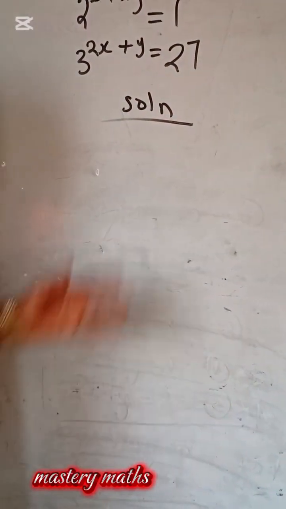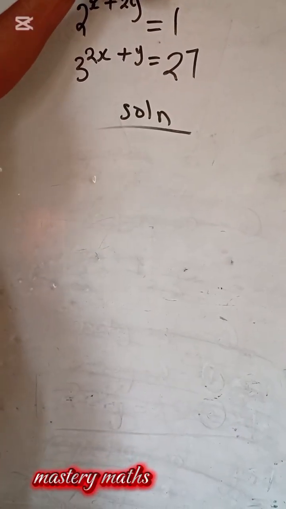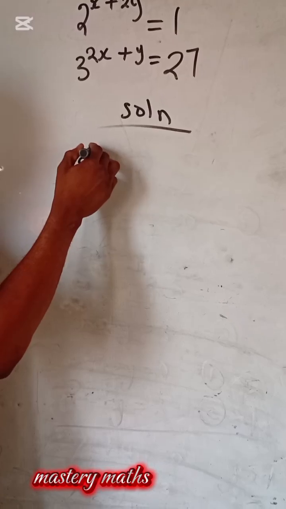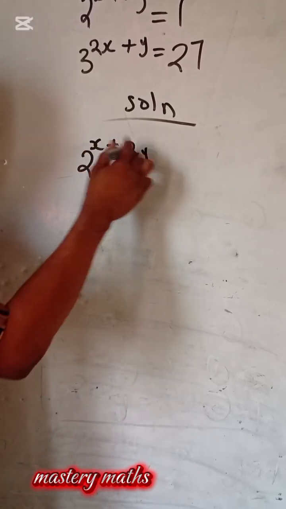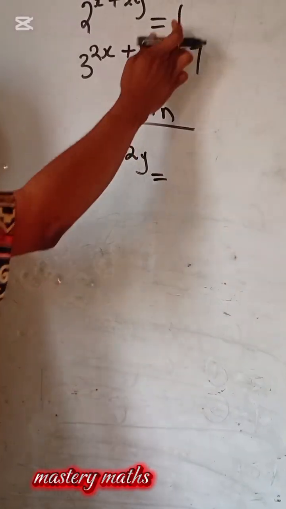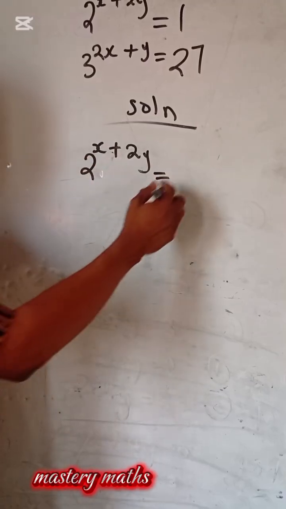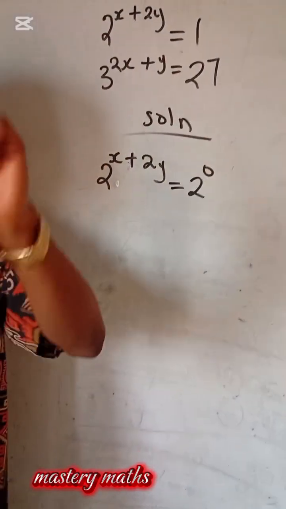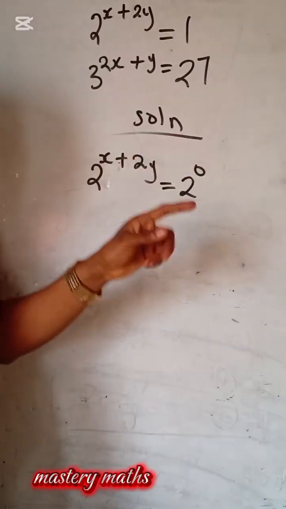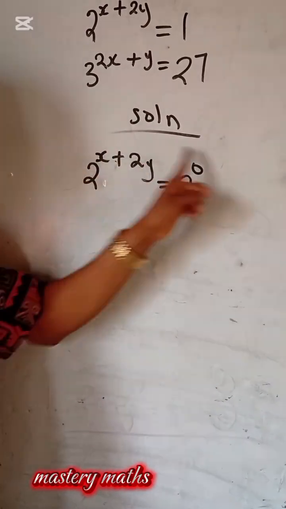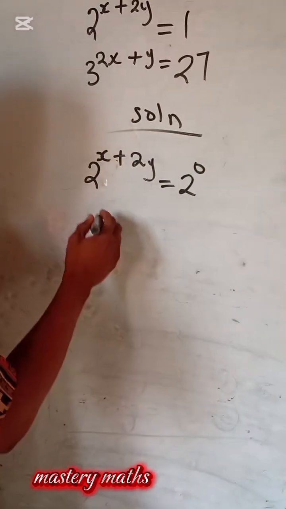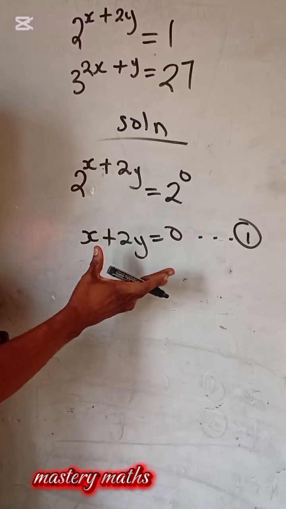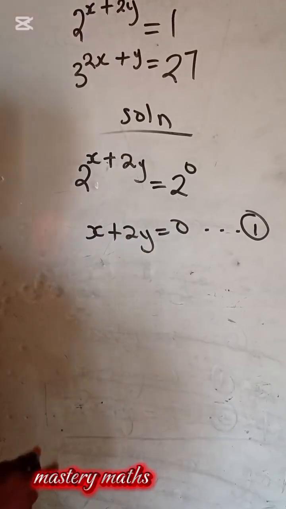Now, how do we solve this? In order to solve this, we need to equate the power. Now, how do we equate the power of this? First, you write down 2 raised to the power x plus 2y equal to, instead of writing 1, we need to equate the power. We say 2 raised to the power of 0. Now, according to the law of indices, when a number is raised to the power of 0 it is equal to 1, which is the same 1 you have here, thereby equating the power. Now, since the powers are equated, we'll make use of the power. So it will be x plus 2y equal to 0, calling it equation 1, reducing it to a simultaneous linear equation.